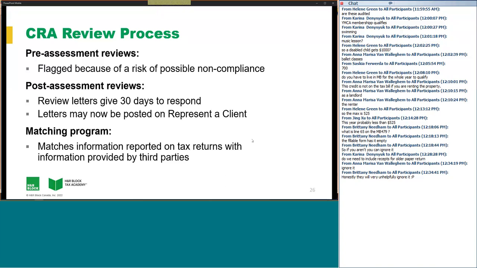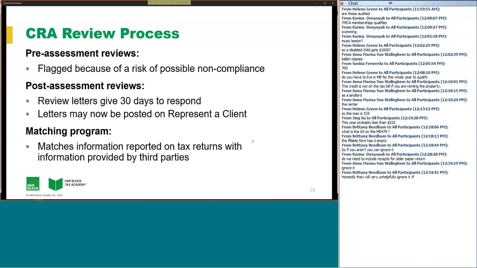Sometimes when you file a return, whether you've done anything right or wrong doesn't really matter. You will get a notice when you e-file that says your return has been selected for post-assessment review. That might happen right away when you e-file it. It will say it's been processed for post-assessment review. It means they're not going to get their notice of assessment right away.